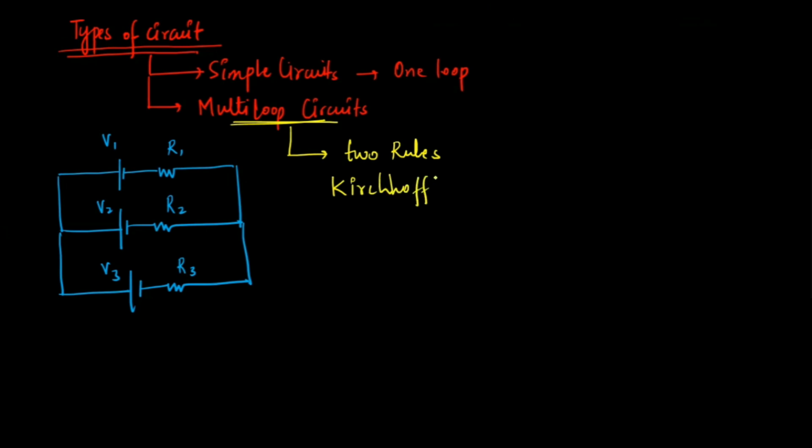Kirchhoff was a physicist who gave these rules to solve the unknowns in any given type of circuit. What we have to understand here is that this is a very general approach in solving these kinds of circuits, which are referred to as multi-loop circuits. In these circuits, we cannot convert them into a single circuit, or you can say simpler ones. So we have to solve them by using Kirchhoff's rules.